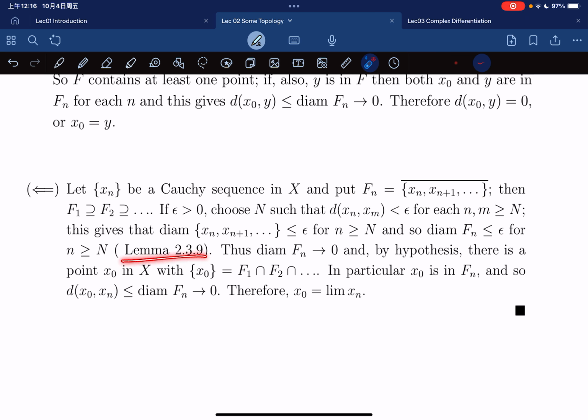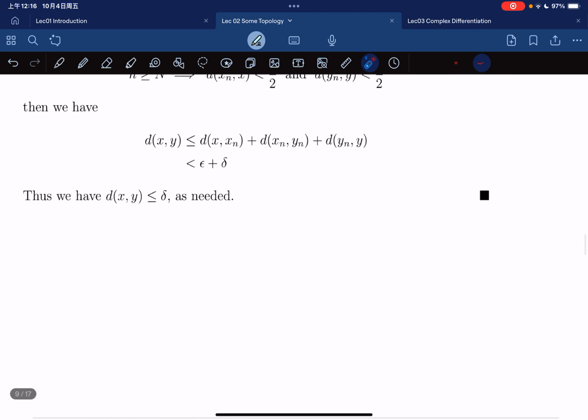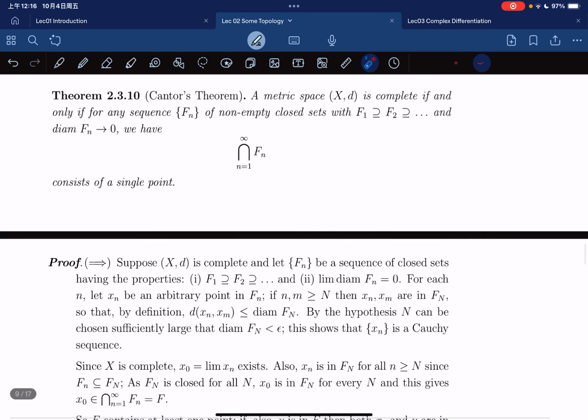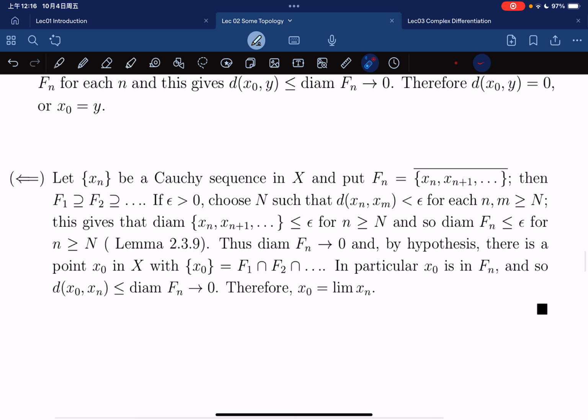This is precisely by the lemma we just proved, right? If the diameter of this, then the diameter of the closure, right? So this is where we use the lemma. Yes, and the rest just follows, okay?